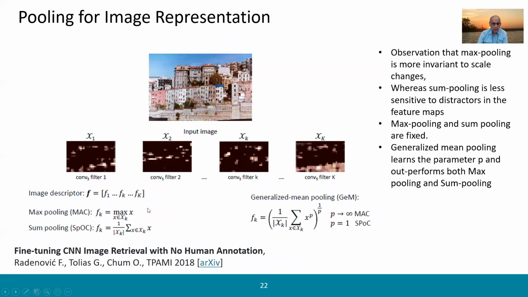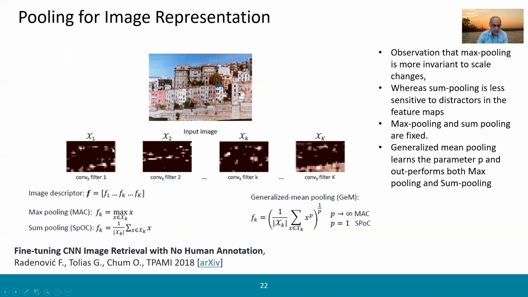So for pooling with image representations, the normal method is you have an image, you run it through the convolutional neural network, you have a bunch of features at the final level. So these are the features or filters from say x1 to xk. And to come up with the image descriptor, you do some kind of pooling across these filter values. And one popular method used is max pooling. Another method uses sum pooling.